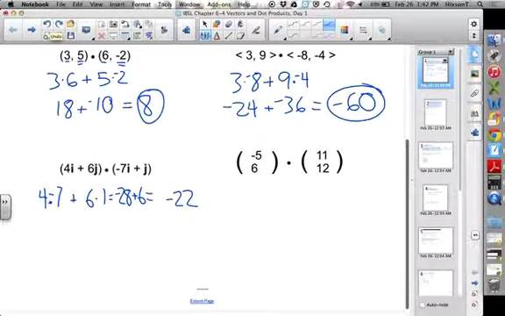Any questions about that? Anyone not get that? Alright. How about this one? This might be the one that might be easy to mess up a little bit. 17. Okay? So you do negative 5 times 11 plus 6 times 12. So negative 55 plus 72. And like Thomas said, we get 17. Okay?